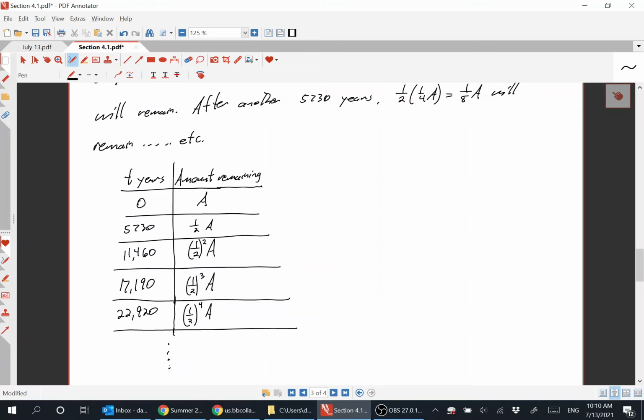Okay, now the rate of decay is continuous. In other words, you don't have to measure in intervals of 5,730 years, right? So a continuous, unbroken function whose amounts do equal this every 5,730 years would look like this.